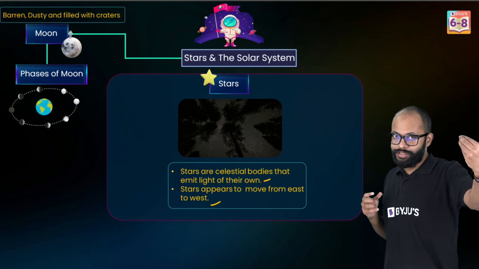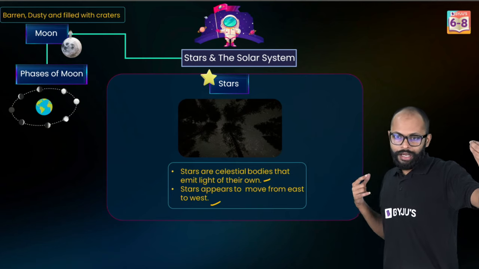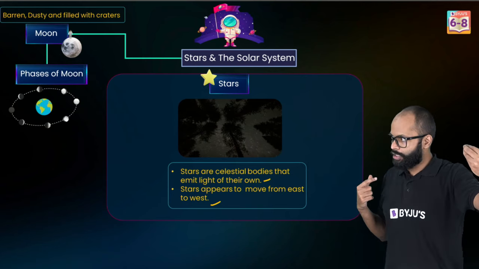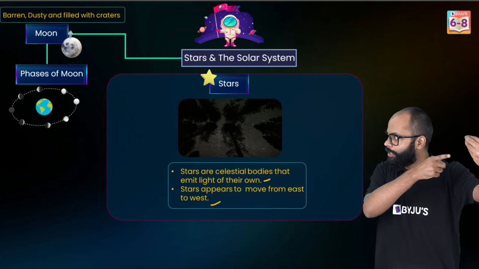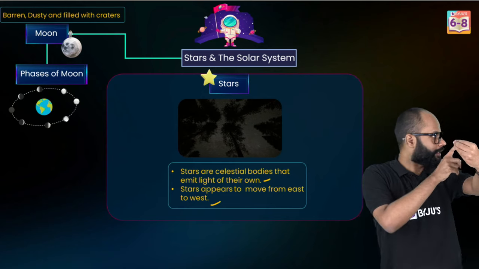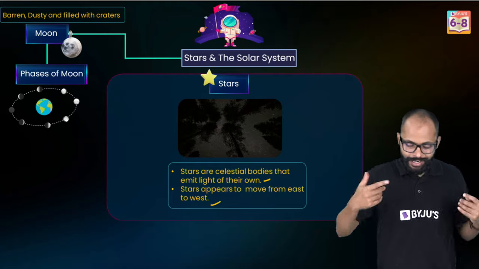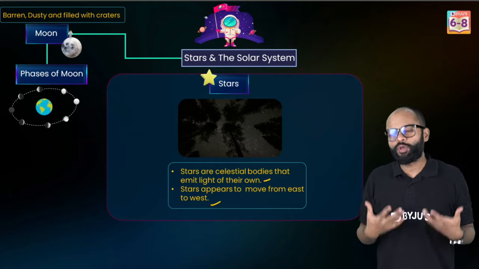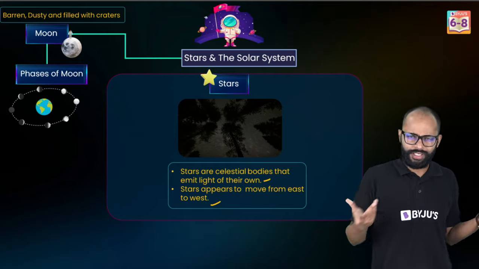Now, let's say a star is here. I'm going from west. I'm the Earth. I'm going from west to east. On the east side I saw a star, and the star is going to the west. So that's why stars appear to move from east to west, because Earth is going from west to east. Okay, clear.